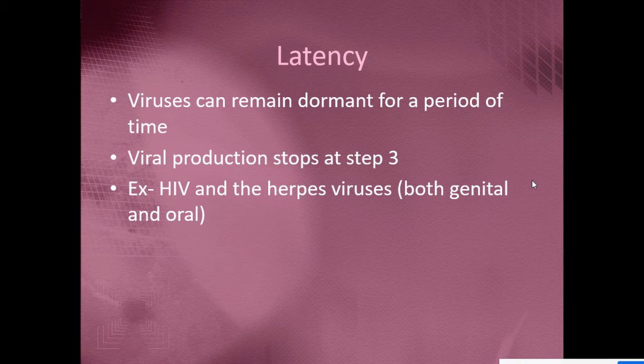Latency. Viruses can remain dormant for a period of time. Viral production is going to stop at step 3, and then eventually it'll pick back up again. So for example, HIV and herpes are both viruses, and they are both genital and oral. You can get them either way. And you don't become infected immediately. So you may not know that you have HIV or herpes for a couple of years or even a couple of months. It just depends on your body and your own stressors, what's going on, and that's normally whenever you'll have an outbreak of something.